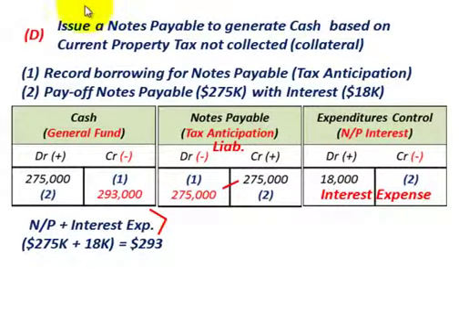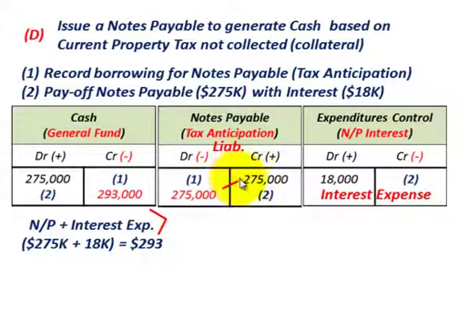Now let's look at the case where the city government or the municipality is going to need some cash, and they're going to issue a notes payable to generate this cash. It's going to be based on current property taxes that they have receivable, which are not yet collected, and they're going to use them as collateral. So the first thing they're going to do is borrow some money through a notes payable, and it has to be titled tax anticipation notes payable. So to record the borrowing, you have to include the description as tax anticipation notes payable.